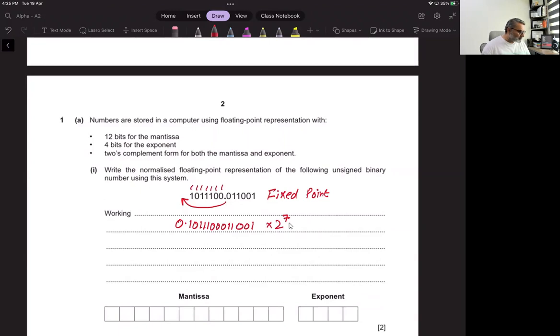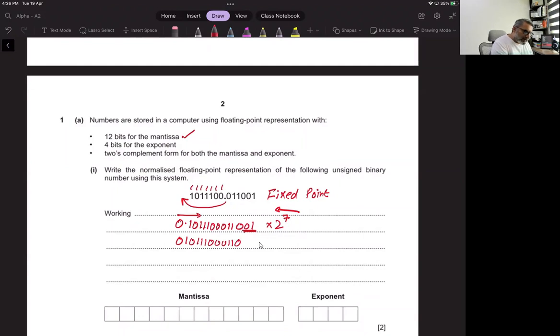Now let's write the form, which is 12 bits for mantissa. So we fill the mantissa from left to right and exponent from right to left. So first 1, 2, 3, 4, 5, 6, 7, 8, 9, 10, 11. Is it 11 or 12? Sorry. So let's count again. 1, 2, 3, 4, 5, 6, 7, 8, 9, 10, 11, 12. So 12 bits for mantissa.